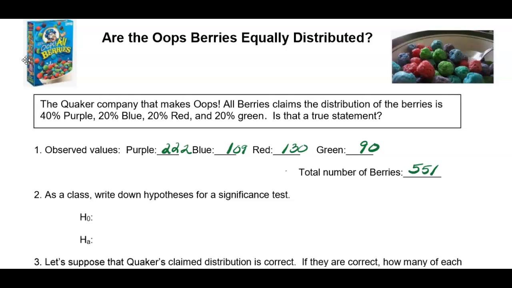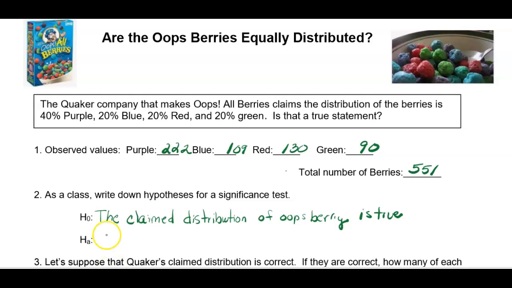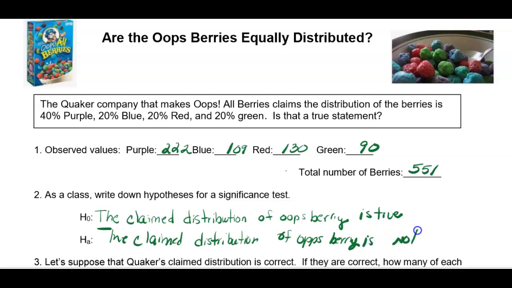We're going to go ahead and write this claim down. So the claim is that 40% are purple, 20% are blue, 20% are red, 20% are green. So that's basically what we state. We state our H0 is that the claimed distribution of Oops Berries is true. Well, then that would make our HA that the claimed distribution of Oops Berries is not true. Because we know it's got to be one of the two.